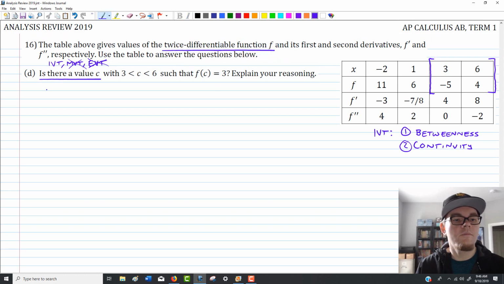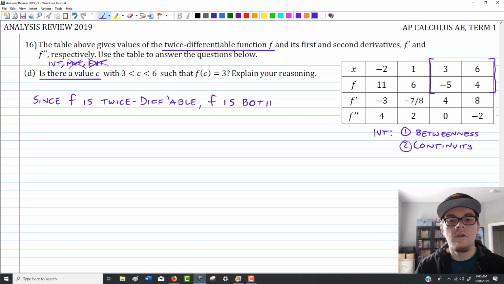So we start there. Since f is twice differentiable, I'm going to abbreviate differentiable for the sake of my sanity. Since f is twice differentiable, f is both differentiable and continuous. And I'll allow you to make that jump. You don't need to do the formal explanation of why.